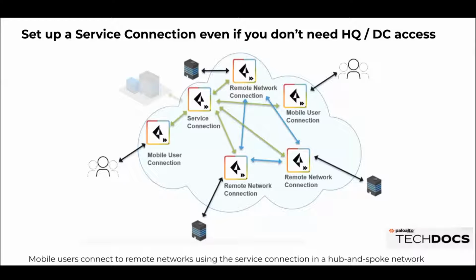We highly recommend setting up a service connection, even if you don't need access to your HQ or data center. Because with Prisma Access, a service connection will help you to communicate between your remote networks and mobile users, if you have both licenses. In order to communicate between your remote networks, the branches, and mobile users, you need a service connection and you should deploy it. You can even put a placeholder for a service connection if you don't need access to your HQ or data center.